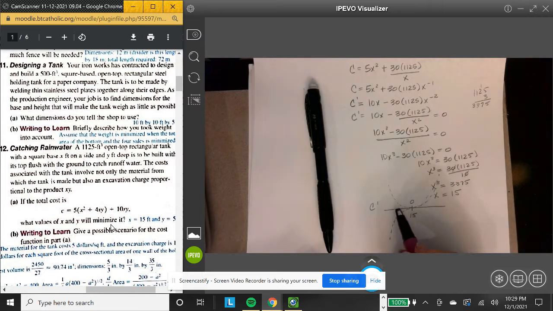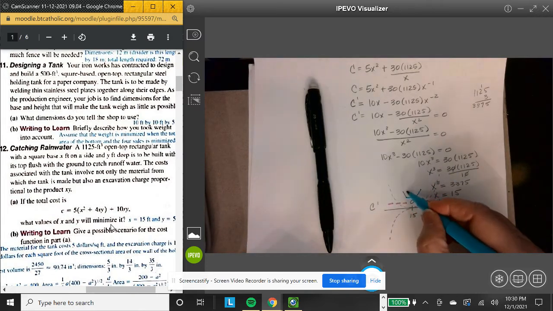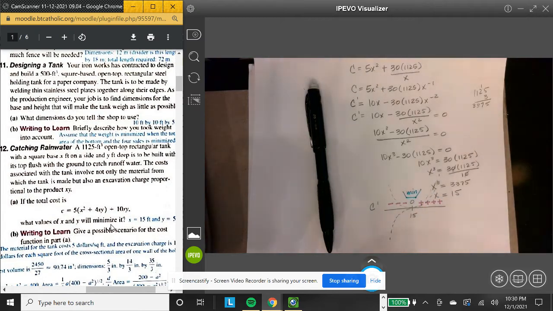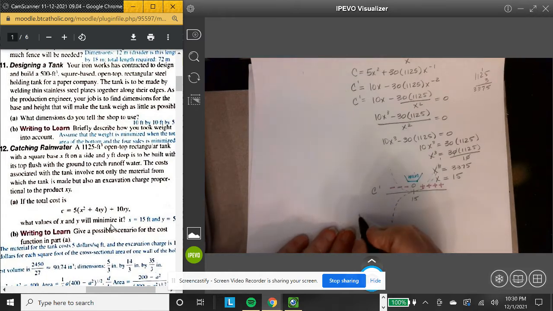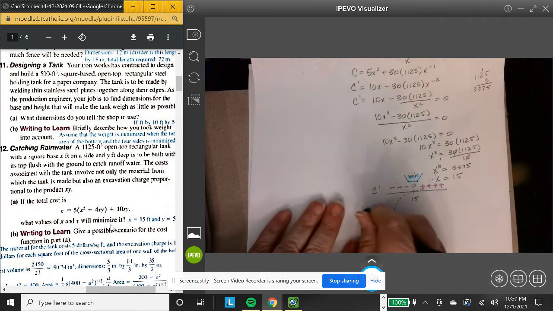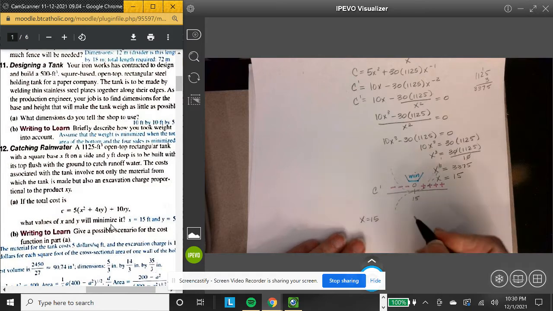All right, so when I do that, I have a negative divided by a positive, which gives me a negative. All right, and then two positives divided give me a positive. So if I do the slope analysis, I have a negative slope going to a 0 slope to a positive slope, which means I have a min, which is what I wanted, because we wanted to minimize the excavation and the cost of the tank. But the question says, what values of x and y will minimize it? So we would say the value x equals 15. Well, how do I find out what y is?